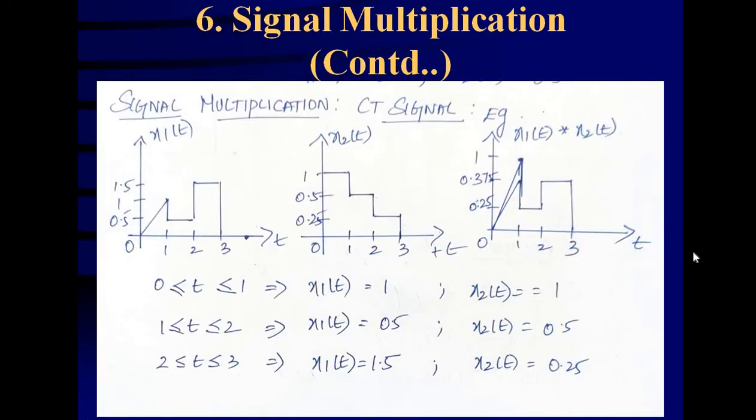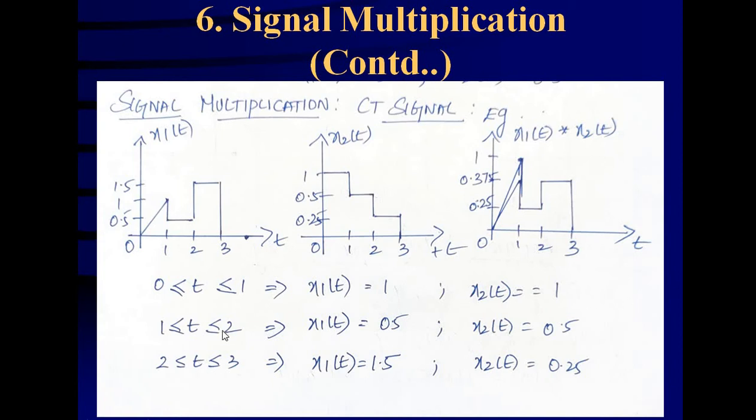Let's check for the CT signal. As you can see here, I have plotted two different signals called x1 of t and x2 of t. We will multiply these two signals to get the final output signal. We have to keep track of the time intervals here. I will mark the time intervals as 0 to 1, 1 to 2, 2 to 3. Between 0 to 1, check the amplitude values for both signals. Between 0 to 1, x1 of t is 1, x2 of t is 1. So I will mark the same.